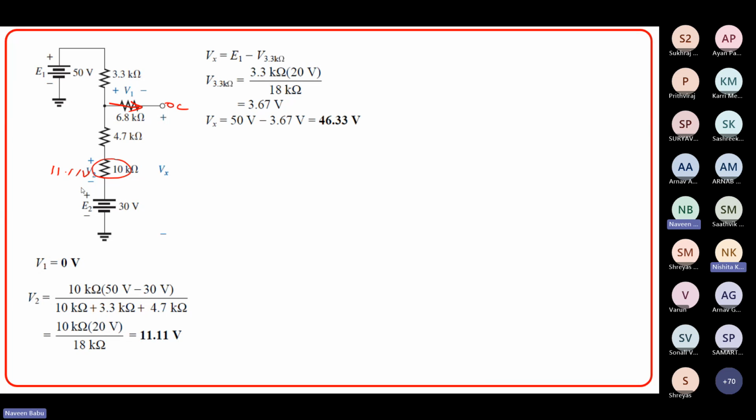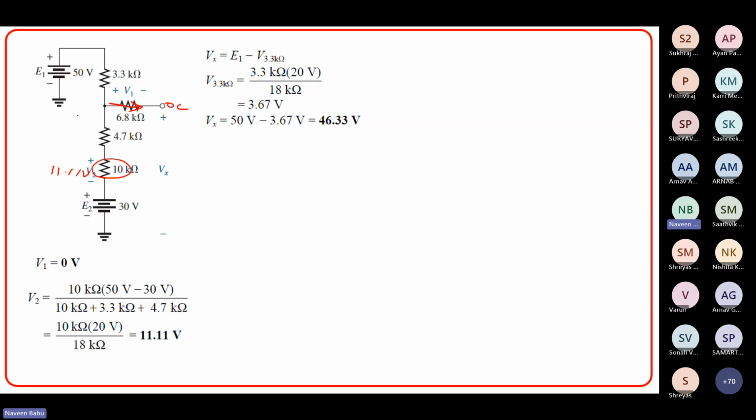And similarly, Vx, if you want to find it, as I said, it is E1 minus the voltage across 3.3K. Now, the voltage across 3.3K you can find by applying the voltage divider rule, right? The voltage across 3.3 is this resistor value 3.3K multiplied by, it has to be 50 actually. Okay, yes, it is correct.